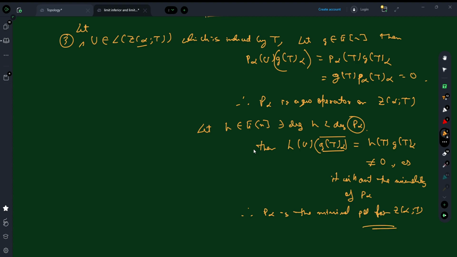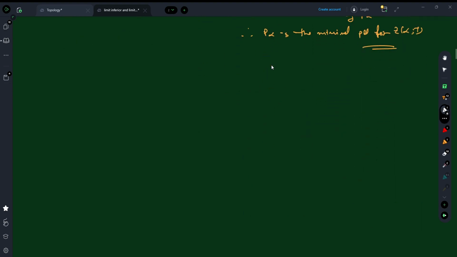Clear? Now what is the important observation or important conclusion we can draw from this theorem? Observe that if you have a T-cyclic vector, then what must be the minimal polynomial of T? Okay. If alpha is a T-cyclic vector, then the minimal polynomial of T is nothing but the T-annihilator of alpha.